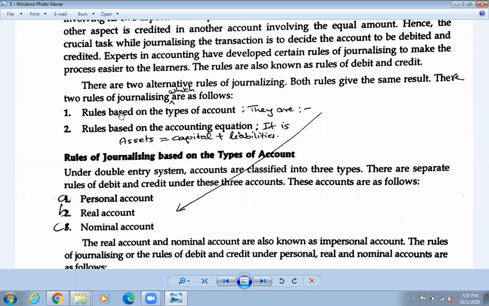So after this one, write on ABC. Write on all these points. And number two, let us write on number two. So number one is this one, number two is this one. Number two is rules based on accounting equation, that is assets equals capital plus liabilities. Okay, so write this much first of all. Pause the video, I will continue.